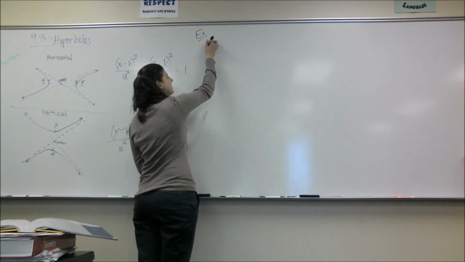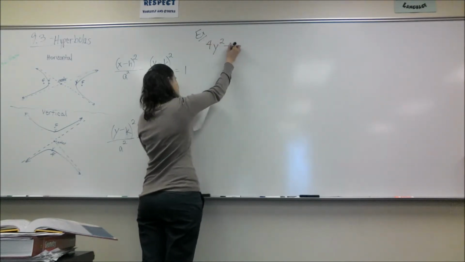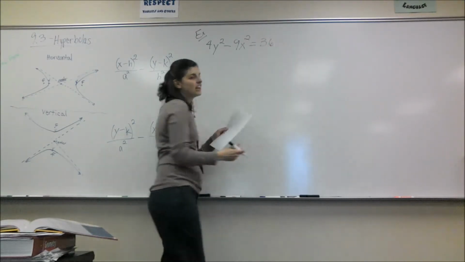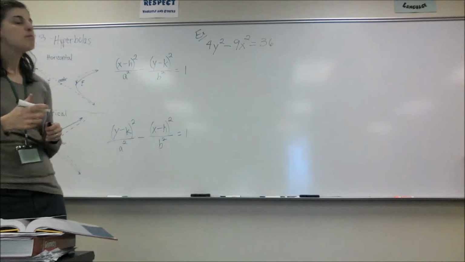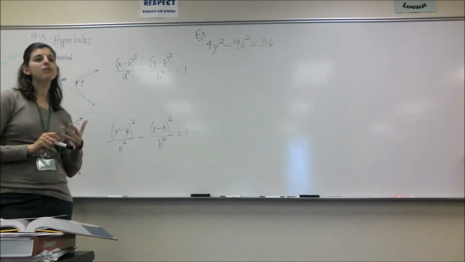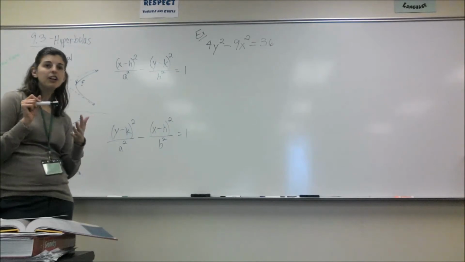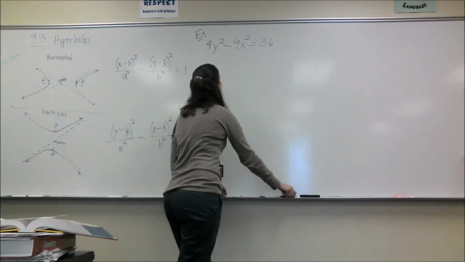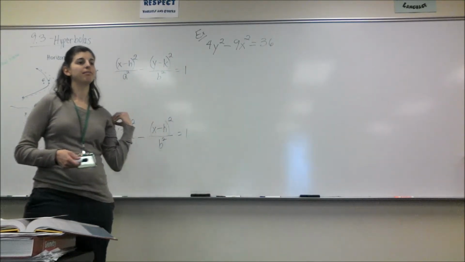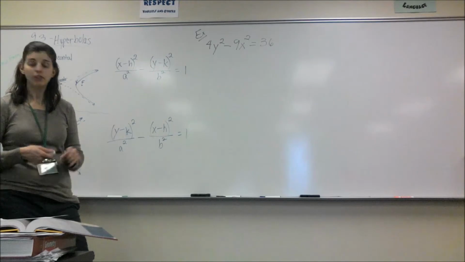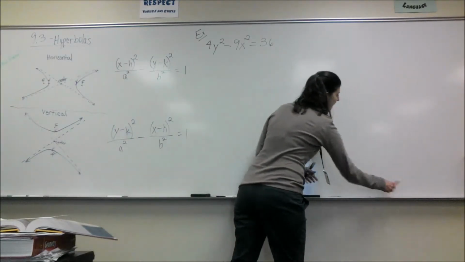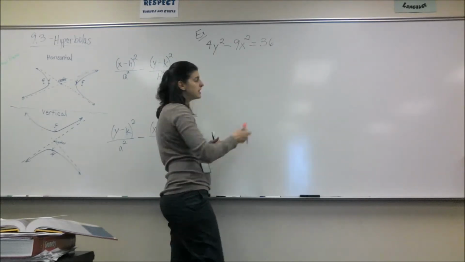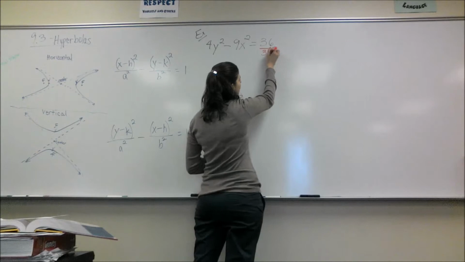4y squared minus 9x squared equals 36. Your instructions are going to be put this in standard form, graph it, which means find the center, the asymptotes, and the vertices. Okay? Now, is this in standard form? Why not? Good, you're not equal to 1. We should probably fix that. So let's get equal to 1. Okay, how do we get equal to 1? Divide by 36. So let's divide everything by 36.